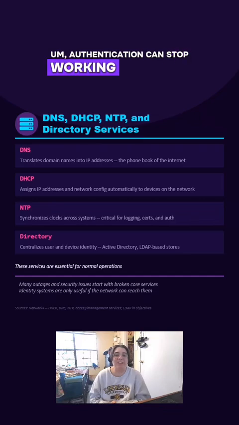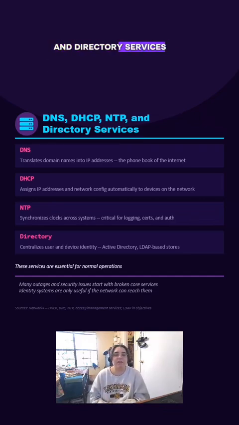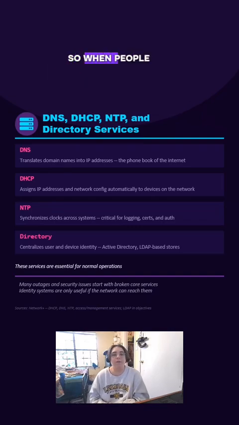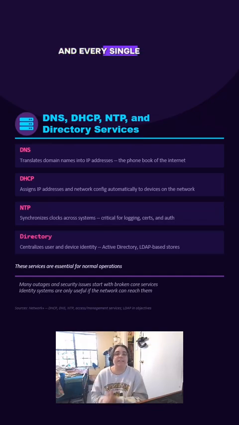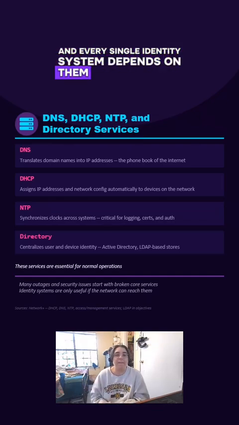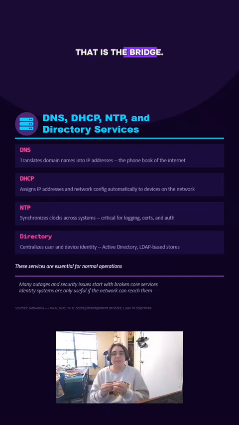Authentication can stop working entirely. And directory services are where user identity actually lives on the network. So when people say the network is down, half the time it's actually one of these core services that failed. And every single identity system depends on them being healthy. That is the bridge.